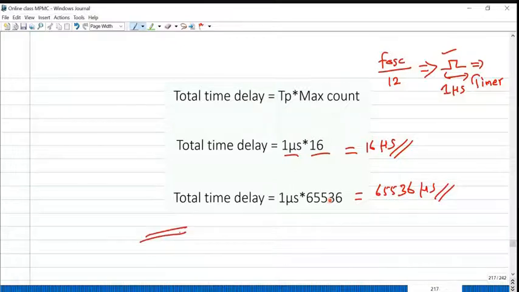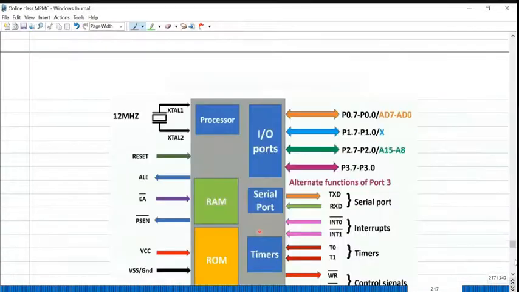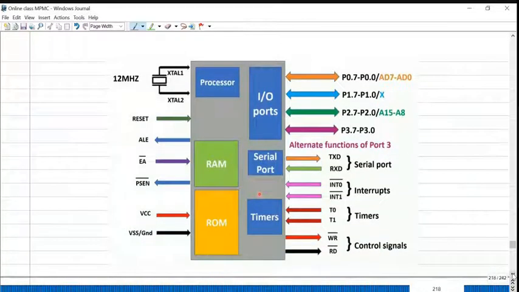These are some fundamental concepts you should understand: how many clock pulses the timer is counting, and what is the time duration of a particular clock pulse. If you multiply both, you get the maximum possible time delay which you can generate using a 16-bit timer. Okay, right. Now we will go to the topic.